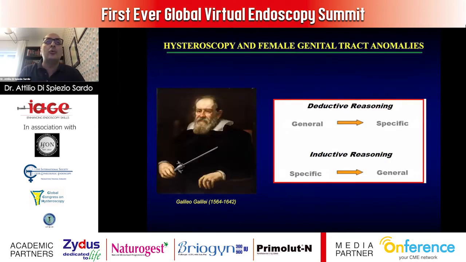And what is the role of hysteroscopy? Hysteroscopy should act like a novel Galileo Galilei, who, among all his discoveries, is the person who developed inductive reasoning, which means that hysteroscopy should always start from the analysis of the specific tract of the female genital tract, and then try to give a hypothesis on the anomaly that it is facing.